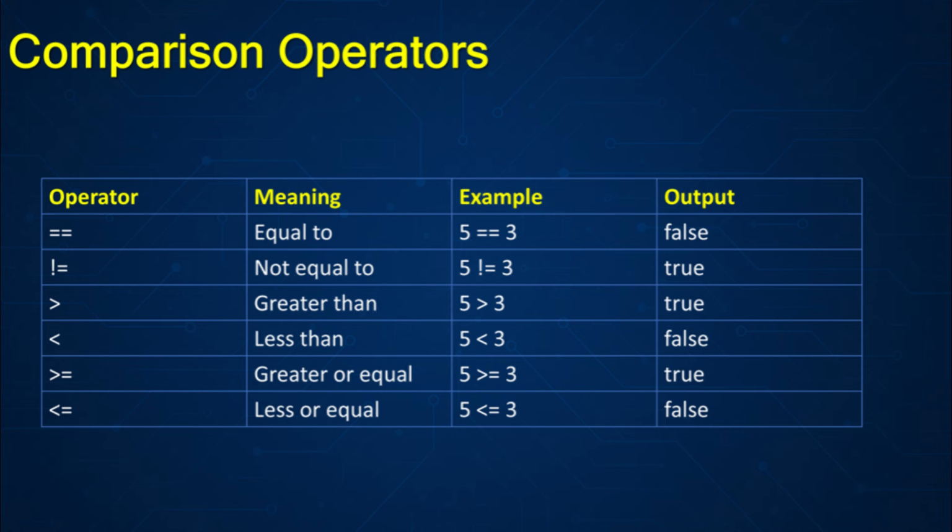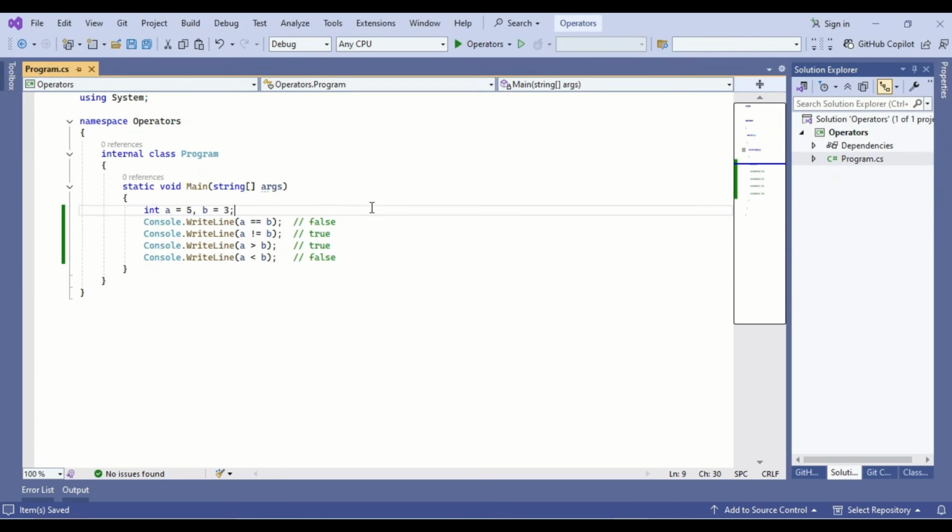Comparison operators are all about checking relationships. Are two values equal? Is one greater than the other? These return true or false and are the backbone of if statements and loops.